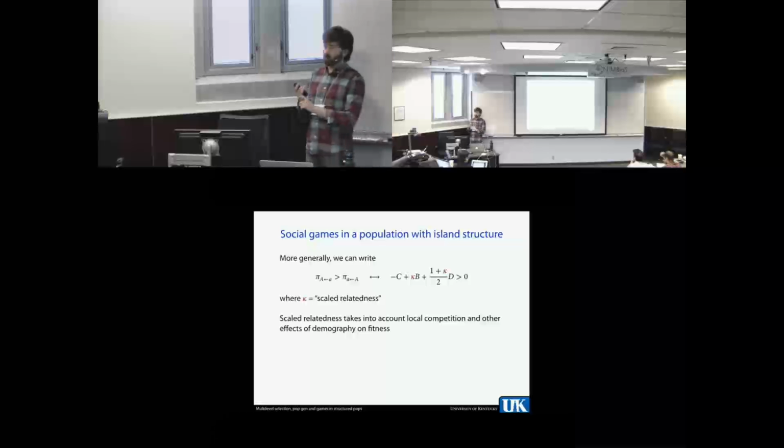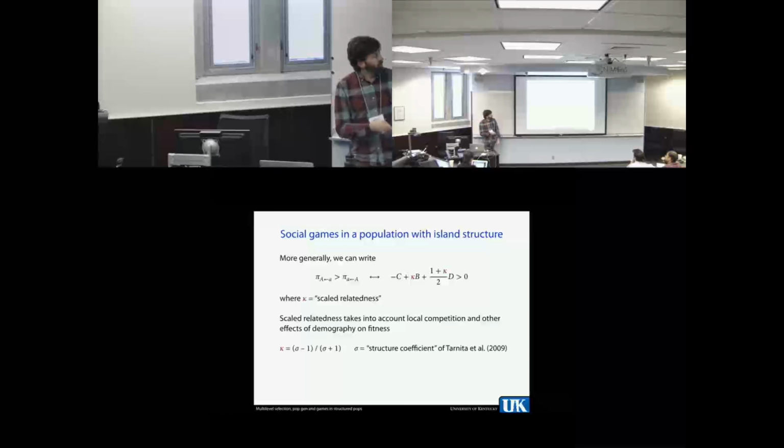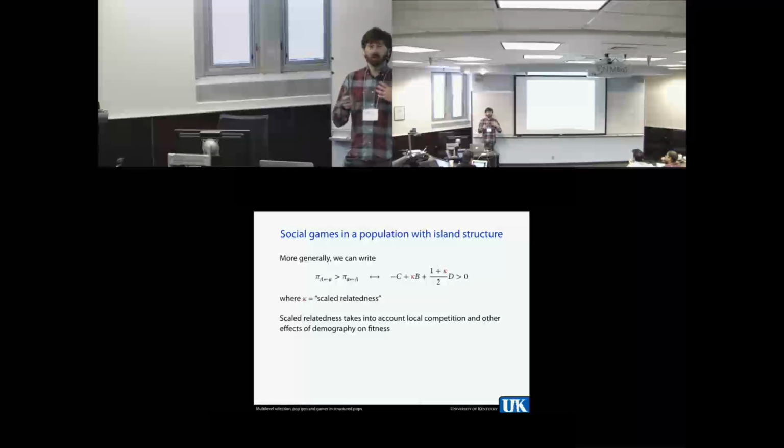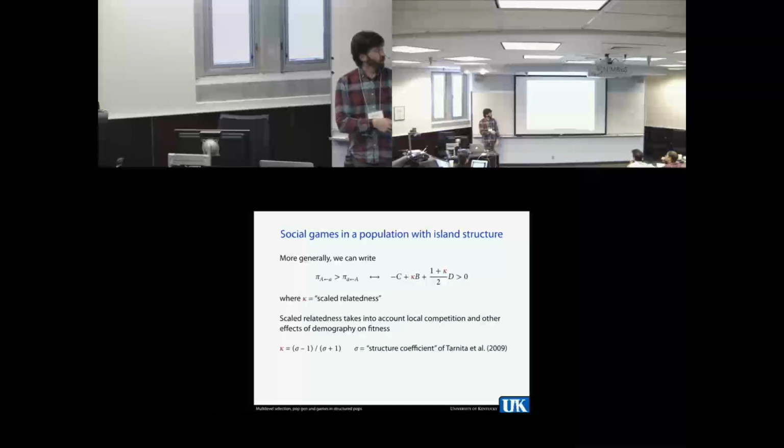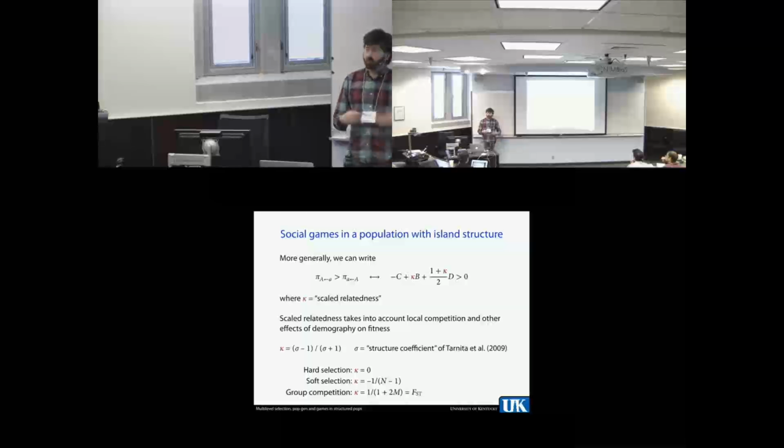In a sense, it measures both what relatedness measured earlier, some kind of effect of common ancestry, but it also takes into account the effects of local competition and other effects of demography on fitness, and the fact that those things might actually cancel. This kappa maps one-to-one with other things like the structure coefficient from Corina Tarnita's work. We can look at specific examples. This kappa is 0 in that hard selection case, where D just has to be greater than 2C. It's negative when there's soft selection, when cooperation is harder. And it's equal to FST, or just relatedness, when there's group competition, which is when cooperation becomes easier.